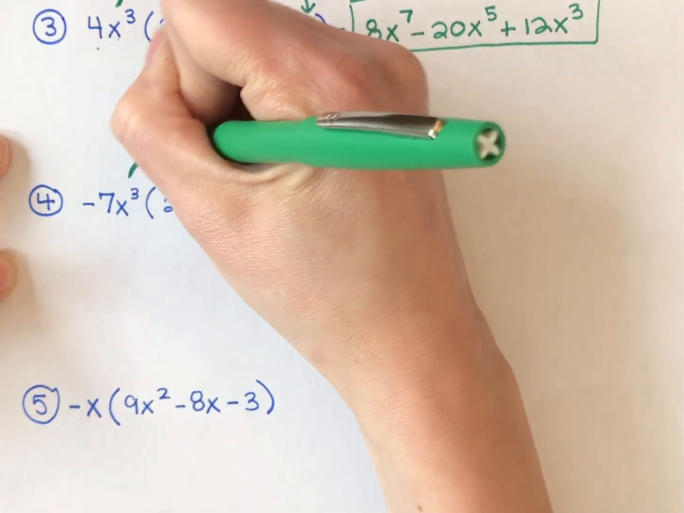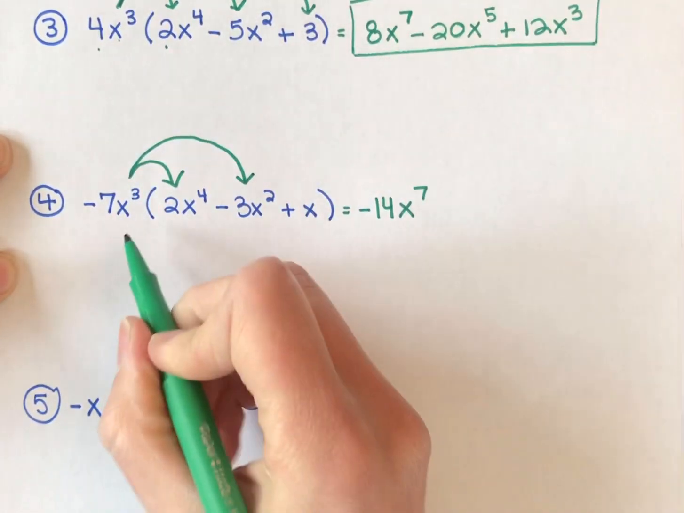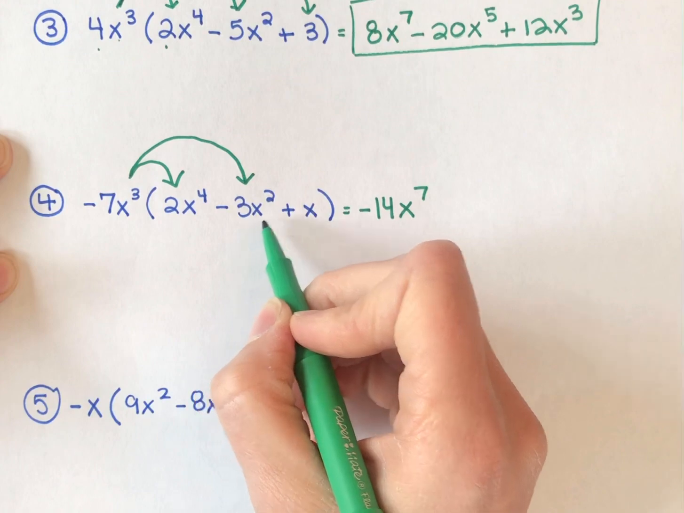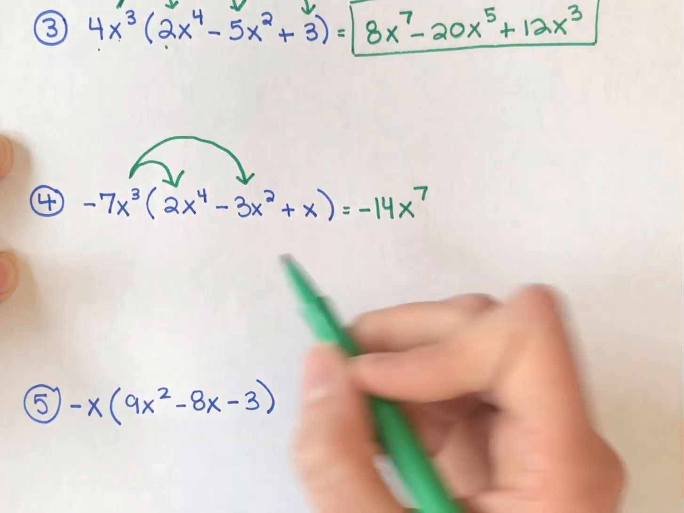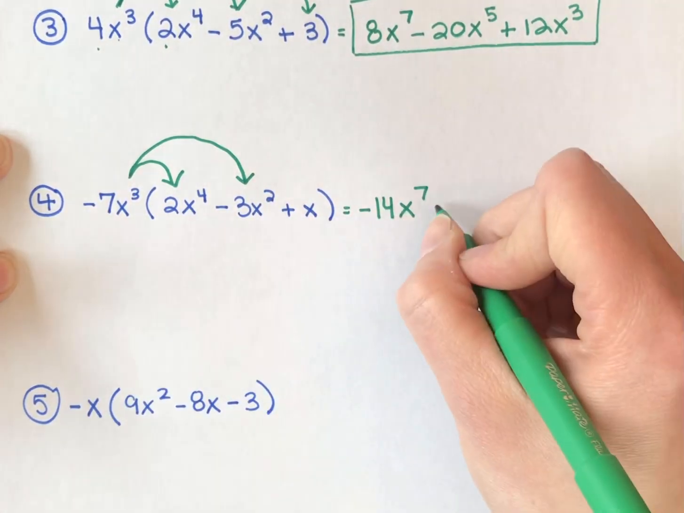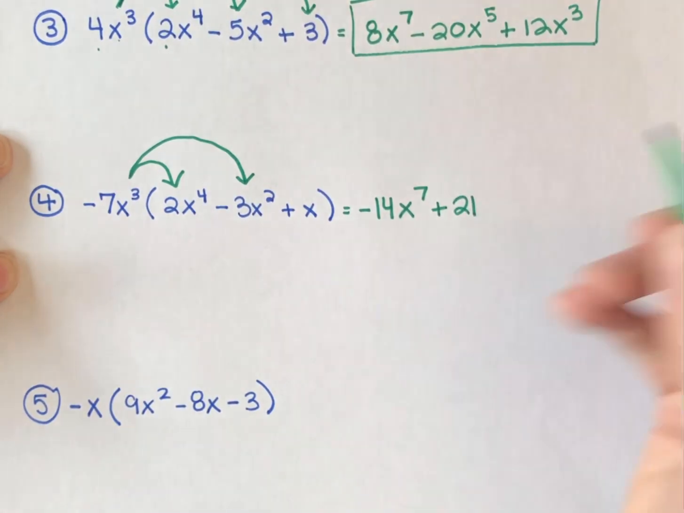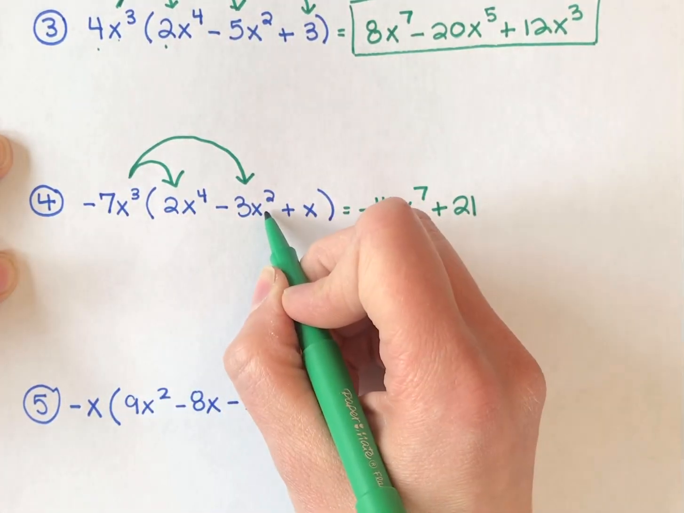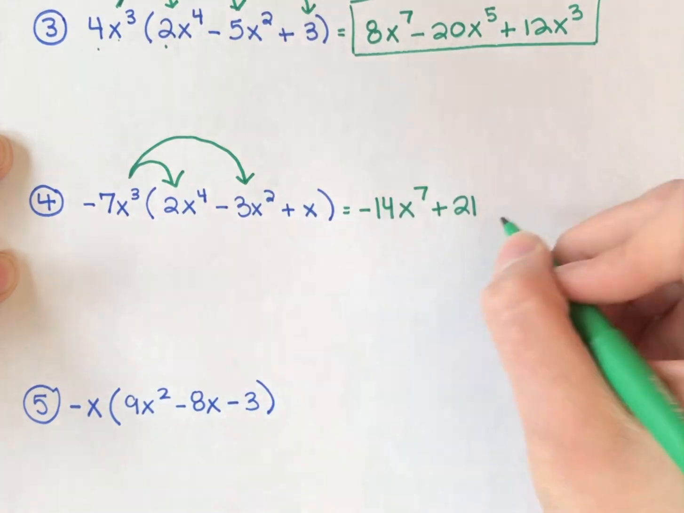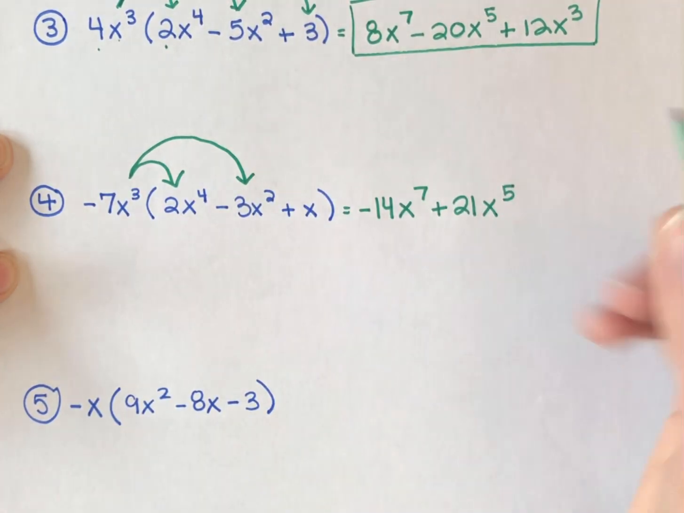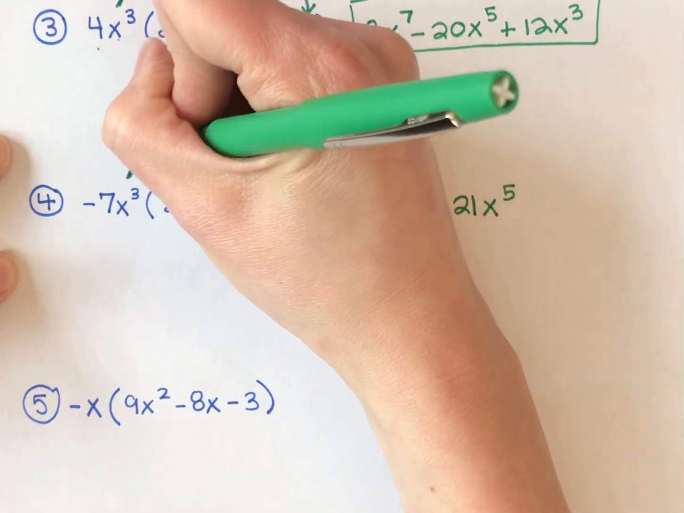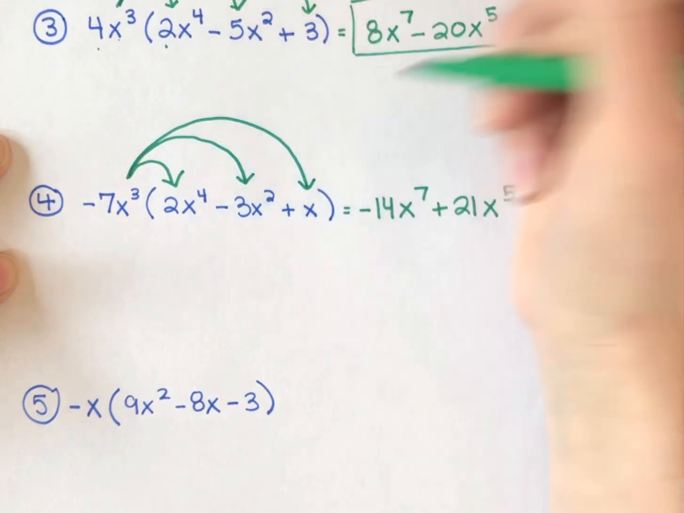Okay, and then I'm going to take negative 7x to the third times a negative 3x to the second. So you just want to be careful here. Negative 7 times negative 3 is a positive 21. X to the third times x to the second, I'm going to add 3 plus 2 and get an x to the 5th. And then I'm going to multiply negative 7x to the third times x.